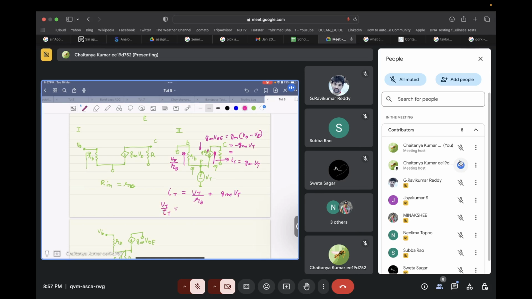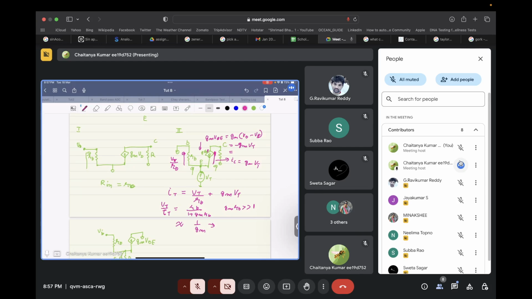This is equal to, what is it equal to? RB upon 1 plus GM times RB. Now if GM times RB is significantly greater than 1, then this will be approximately equal to 1 by GM. So GM of a transistor is very high, so this particular resistance will be an extremely low value.